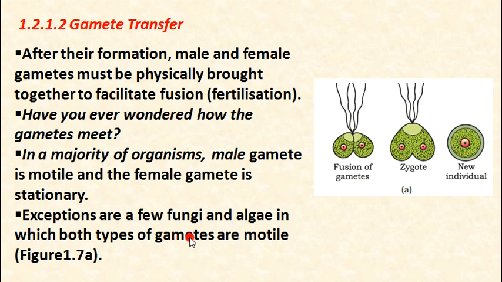The exceptions are a few fungi and algae, in which both gametes are motile. So in that case both gametes, male and female, are motile. But mostly the male gamete is motile, so keep this in mind. Now you can see in the figure that fusion of gametes will lead to a zygote, and the zygote will lead to a new individual.